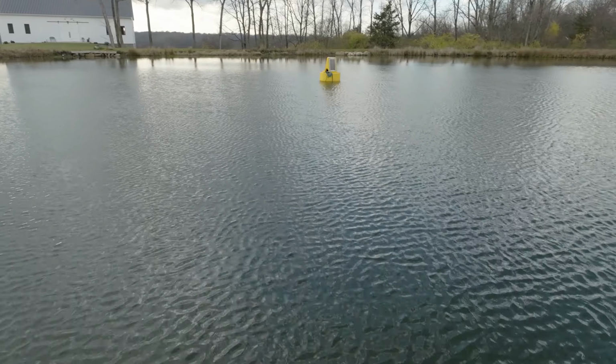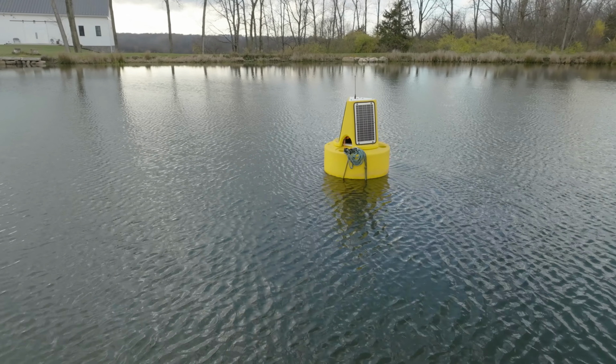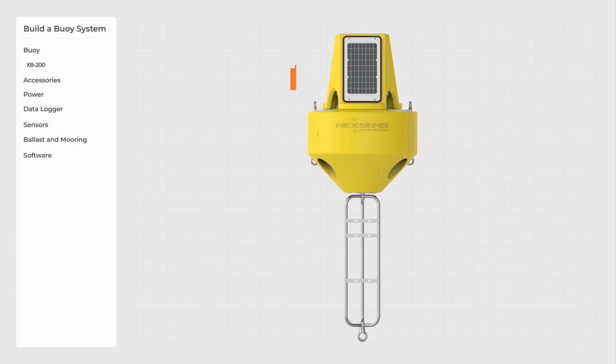When configuring a dredge turbidity monitoring system, the XB-200 buoy offers the ideal platform for real-time measurement in nearshore environments. With a 30-inch diameter, the XB-200 is large enough to be visible to equipment operators and shipping traffic. At just under 70 pounds or 30 kilograms, it can be easily moved as needed during dredging operations.